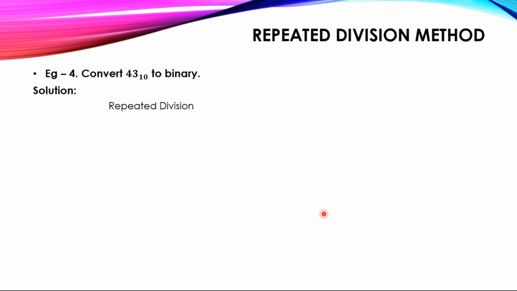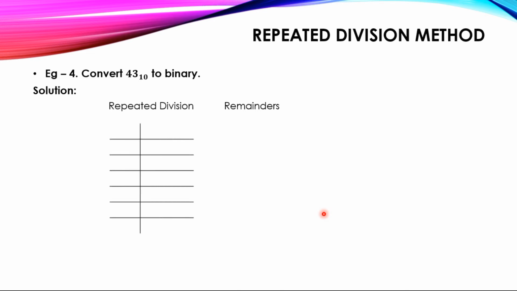Now what does repeated division method mean? You have to repeatedly divide this number by 2. Now why only with 2? Because we are going to convert it into binary. So we are going to repeatedly divide the number by 2, and we are going to carry the remainder of the division. So here we begin with the division.